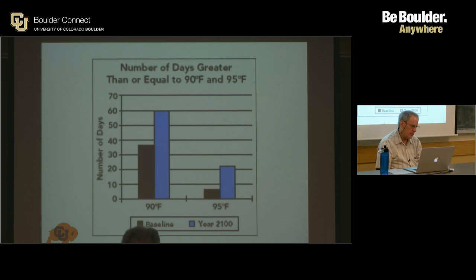This is kind of interesting. This is the number of days greater than or equal to 90 degrees Fahrenheit and 95 degrees Fahrenheit. The short bar is the earlier one and the next one later, so the baseline, and then there's after it. And so it's getting more. But mind you, there's still decadal changes.